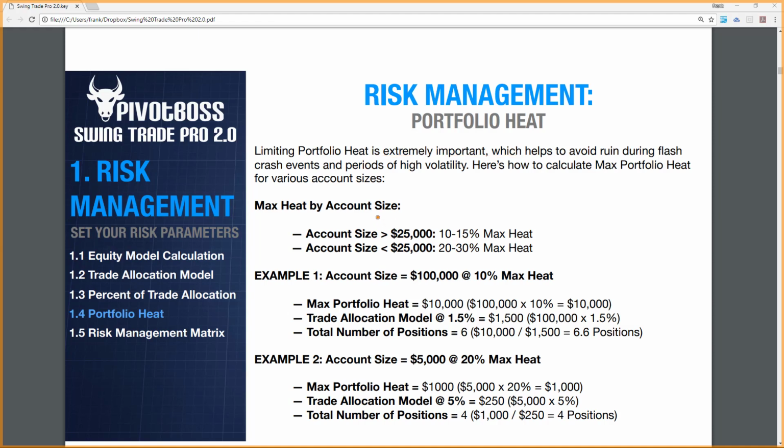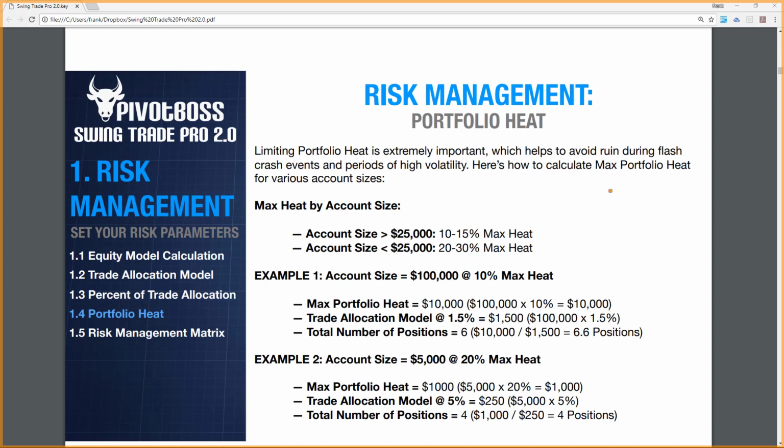So if you have an account, again, that's over 25 grand, 10 to 15% max heat is about where you want to be. If you have an account size that's smaller than 25,000, again, you could double that a bit, but you have to be more careful when you start getting way over here. Again, what this is designed to do is limit those price shocks that you would see when the market drops or when the market flash crashes.